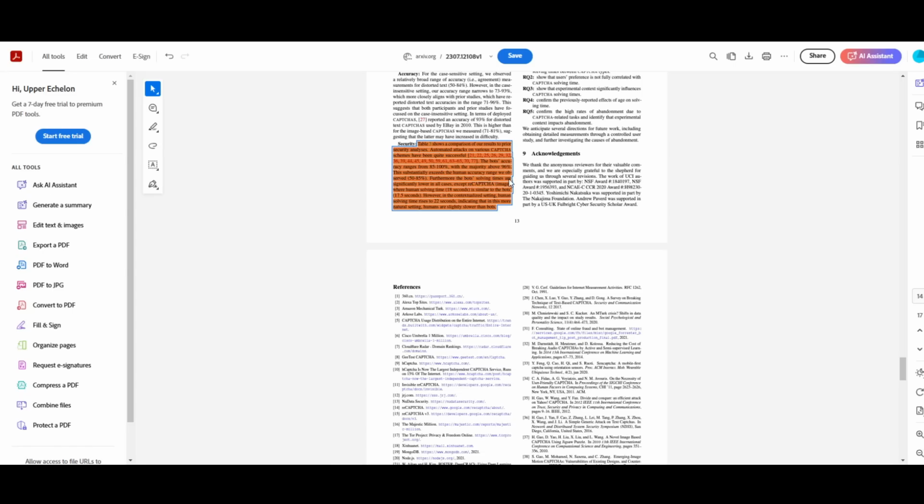Furthermore, the bot's solving times are significantly lower in all cases, except reCAPTCHA, where human solving time, 18 seconds, is similar to the bot's, 17.5 seconds. However, in the contextualized setting, human solving time rises to 22 seconds, indicating that in this more natural setting, humans are slightly slower than bots, end quote.